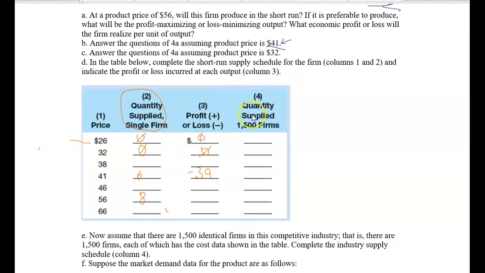We have this fourth column, which is quantity supplied by 1,500 firms. So if this is a single firm, and in a purely competitive market, all firms are pretty much the same, we're going to say that the output from a single firm is going to be the same output for all the rest of the 1,500 firms. So then 8 times 1,500 is 12,000 units that will be produced. Okay, and you guys are going to figure out the rest of this. And this is going to give you your market supply curve.